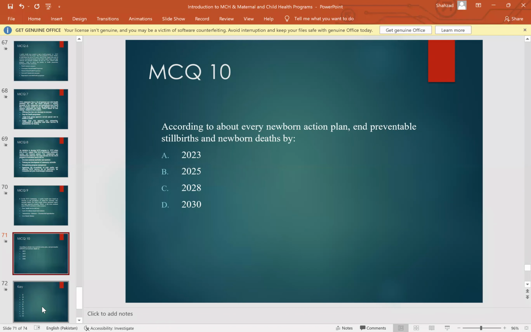According to the Every Newborn Action Plan, preventable stillbirth and newborn deaths should end by 2023, 25, 28, or 2030. D is the correct answer, 2030.